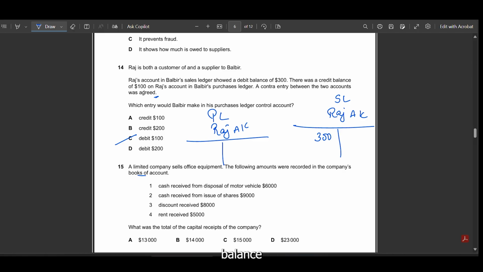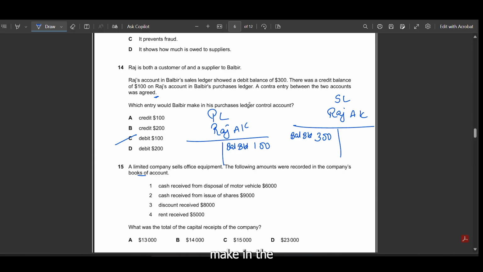There was a credit balance of 100 on Raj's account in Balbir's purchase ledger. So it's nothing but it's having a credit balance. In the purchase ledger we record all our credit purchases, whereas in the sales ledger we record all our credit sales. So this is how their opening balance is shown over here. This is my balance brought down. Now a contra entry between them has been agreed.